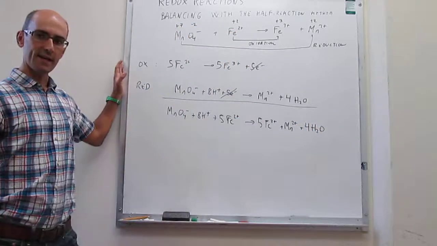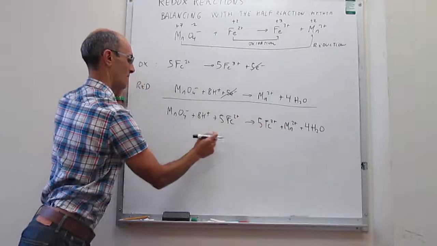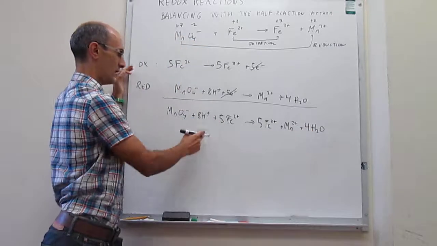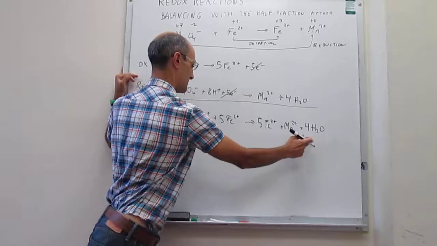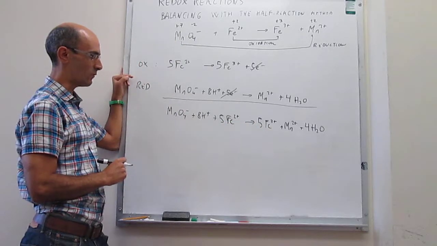And again, we can always check to make sure that everything is correct. Manganese, I have 1 atom and 1 atom. Oxygen, I have 4 and then 4. Hydrogen, 8 and 8. And iron, I have 5 and 5. So atoms, this is all well balanced.